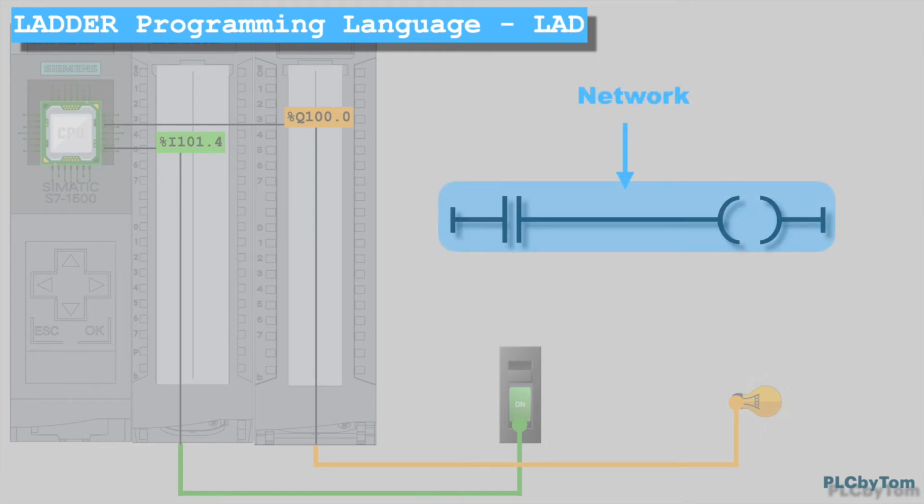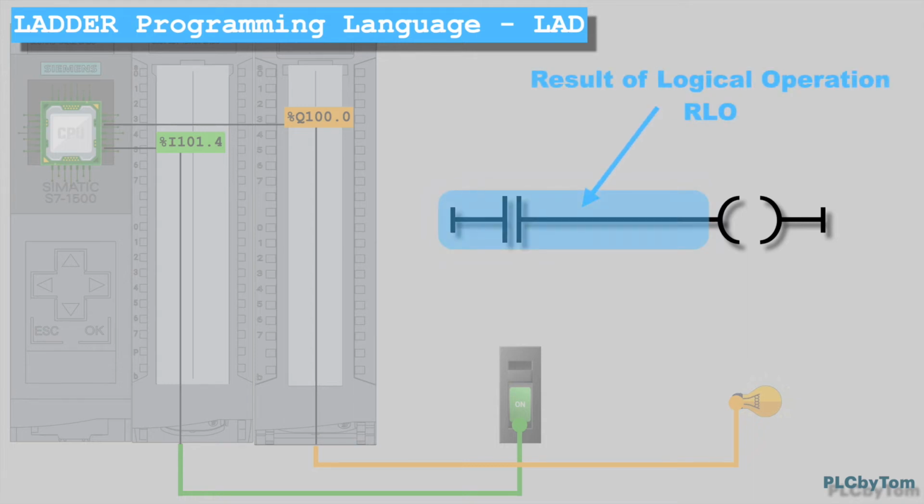Even though a network in a LAD program is an arrangement of computer instructions, each network is said to control power flow from the power rail. In programming terminology, this examination of logical conditions is called solving the logic, and the solution of a configuration of instructions is called the result of logic operation, or shorter RLO.